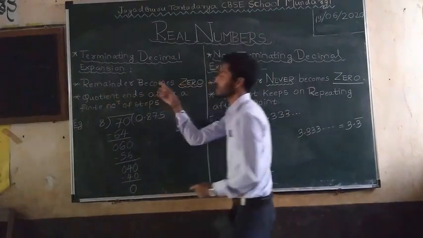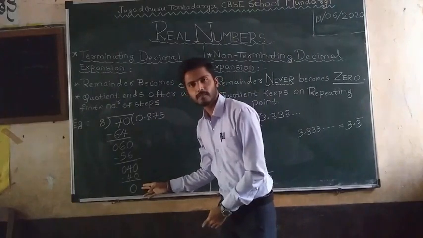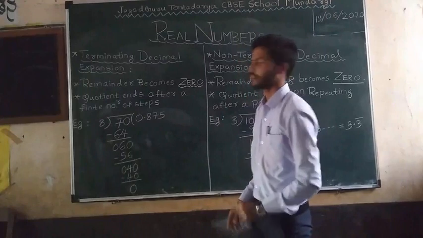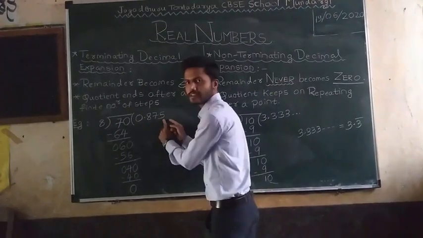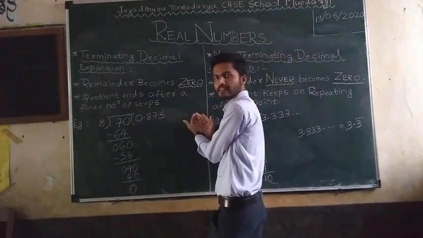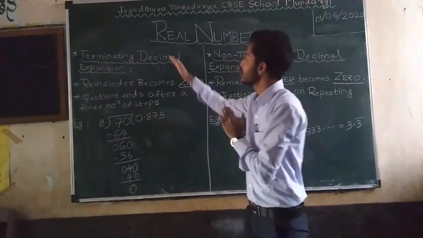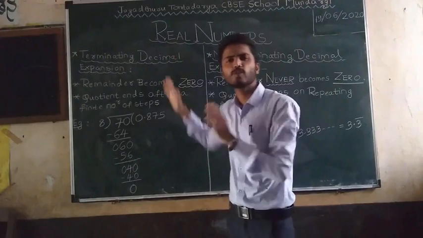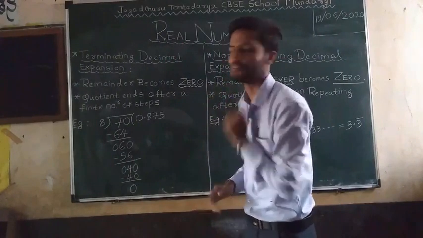So the remainder becomes 0. Here the remainder is 0, right? And the quotient ends after a finite number of steps. The quotient has ended here. It is not continuing, right? Hence we take this as the terminating decimal expansion, and this is only meant for rational numbers.